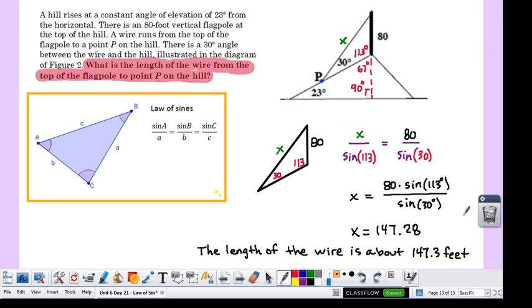I hope this quick video helps you understand a couple of things about the law of sines and maybe shows you how to apply that in a somewhat more complicated problem.